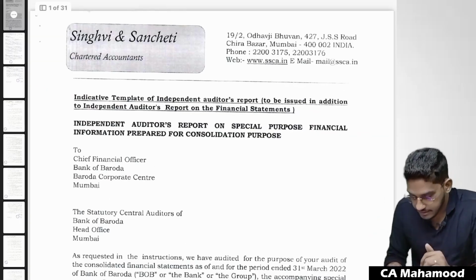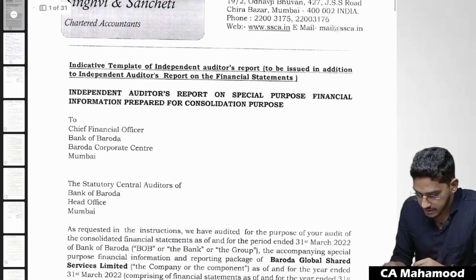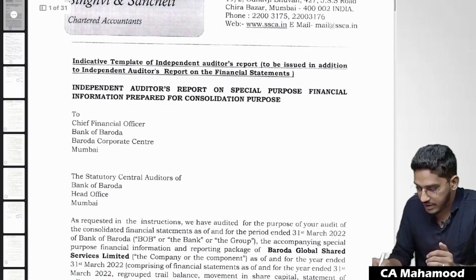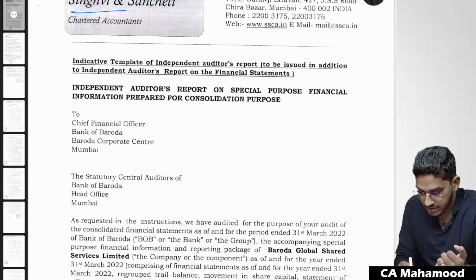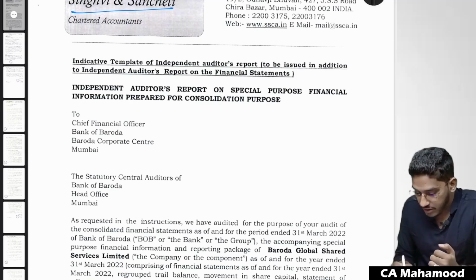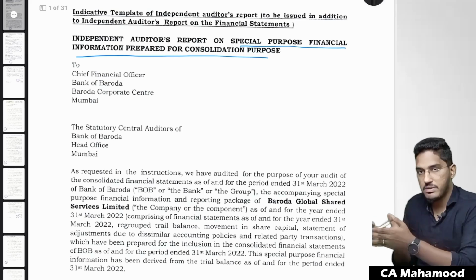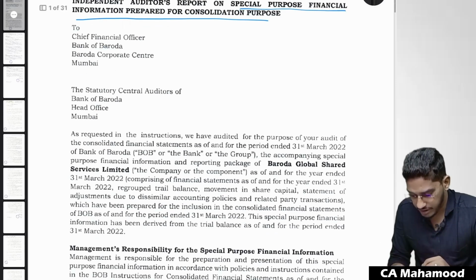Yes, see here, this is the audit report on special purpose financial statements. This is actually from Bank of Baroda. They have done an audit of the special purpose financial statements of Bank of Baroda, by some chartered accountants, Singhvi and Sancheti. So these auditors are giving an audit report on special purpose financial statements for consolidation purposes. Whatever special purpose financial statements there are, for that purpose they are giving this audit report.